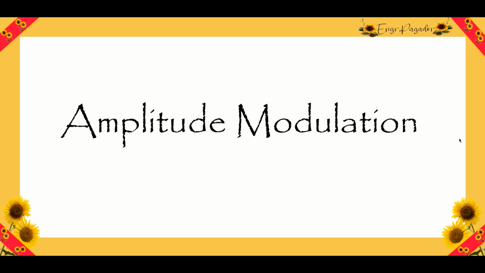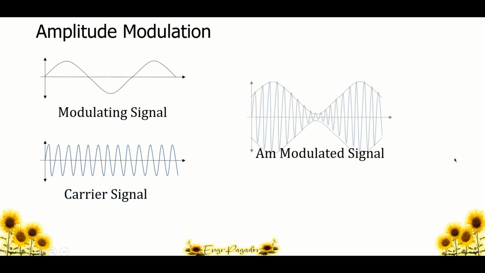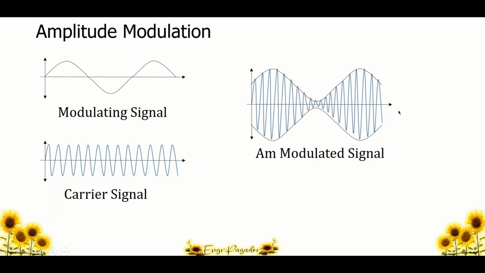Amplitude modulation. So in the previous discussion, we have defined the different equations for the different signal waveforms. For a modulating signal, the equation will be E sub m is equal to EM, where EM is the amplitude, sine omega mt. For the carrier signal, we denote that as E sub c equal to EC sine omega ct. And for the modulated signal, we denote that as EAM equal to EC plus EM sine omega mt.